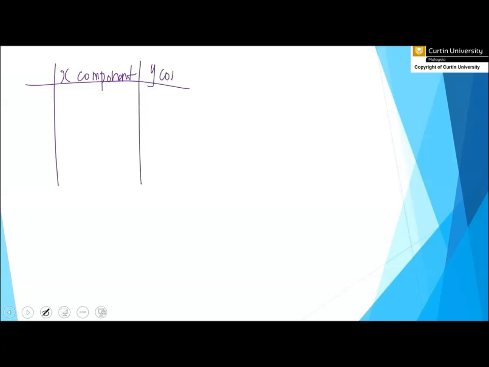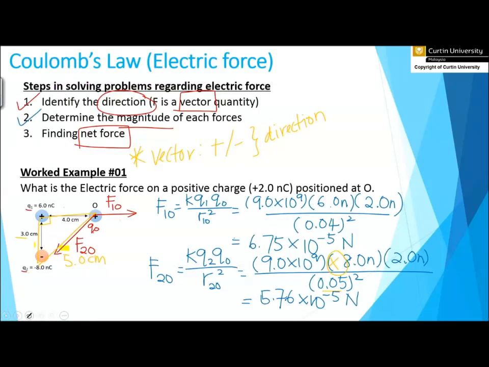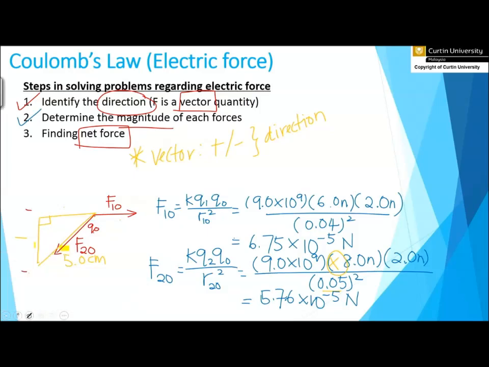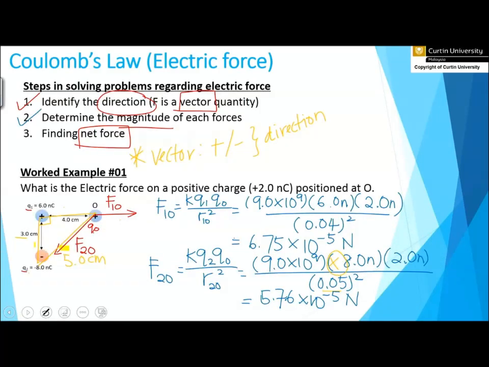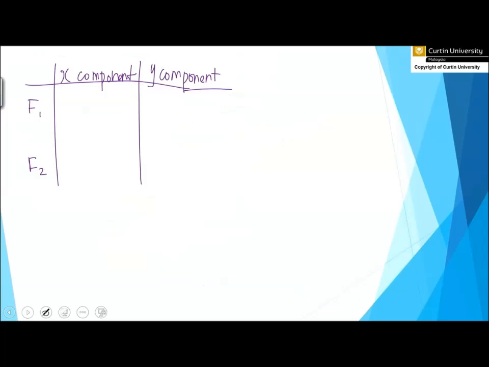And Y component. F1 and F2. So looking at your F1, your F1 is all on the X component. So F1 is equal to 6.75 times 10 to the power of negative 5, and the direction is going to the right. The Y component of your F1 is equal to 0.